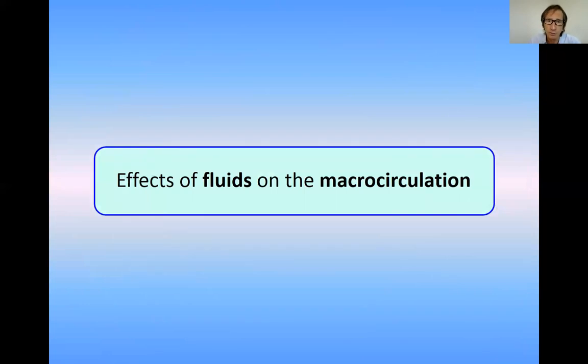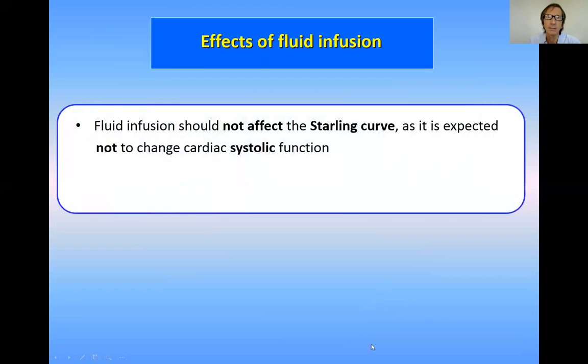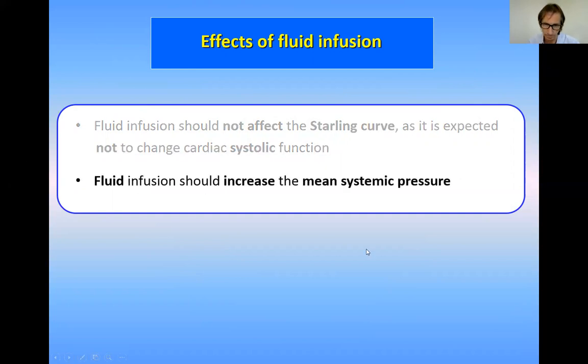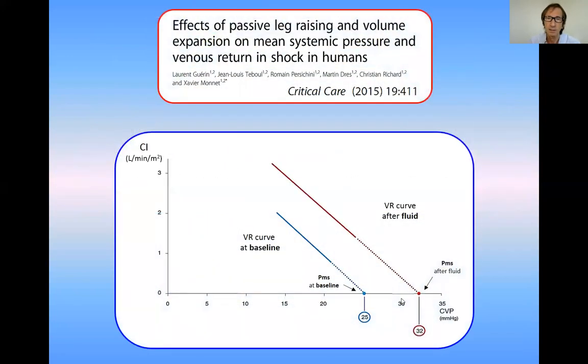After these words about physiology, let's go to the effects of fluid on the macrocirculation. And first, fluid infusion should not affect the Starling curve, as it is expected not to change the cardiac systolic function. But fluid infusion should increase the mean systemic pressure. And in this study we performed in my unit with Laurent Guérin, Zelimone, and others, we tried to estimate the mean systemic pressure using the end-inspiratory and end-expiratory occlusion methods in mechanically ventilated patients.